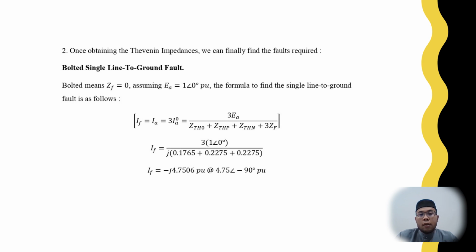Since we have obtained the Thevenin impedance of all three networks, we can finally calculate the required faults. Firstly, the bolted single line to ground fault. Bolted means the fault impedance in the network is 0, and assuming the voltage source is 1 per unit, the single line to ground fault can be calculated using the formula given. After inserting all the related values, the single line to ground fault obtained is equal to negative j4.7506 per unit, or 4.7506 angle of negative 90 degrees per unit in polar form.